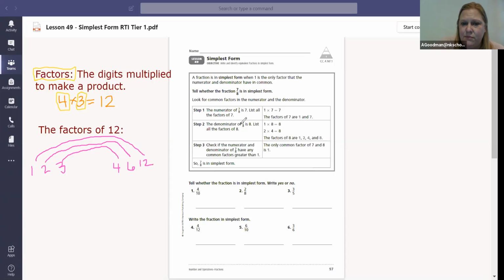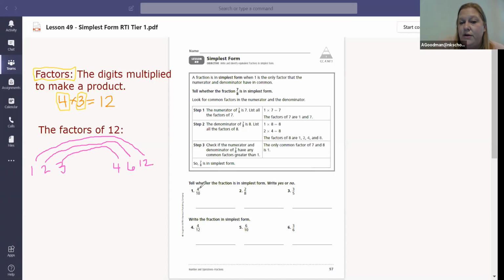So there are no factors that they have in common besides 1, right? Because the factors of 8 are 1 and 8, 2 times 4, 3 is not a factor, and we're already up to 4. So 1 and 8, 2 and 4, and those are listed right here. So the only factor they have in common is 1. All right, let's take a look at this one.